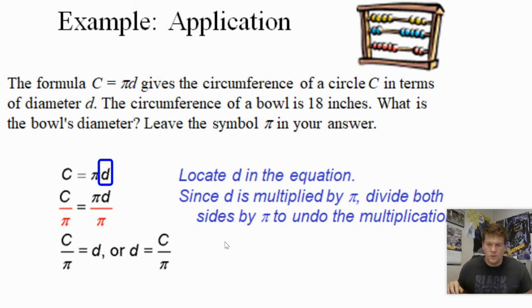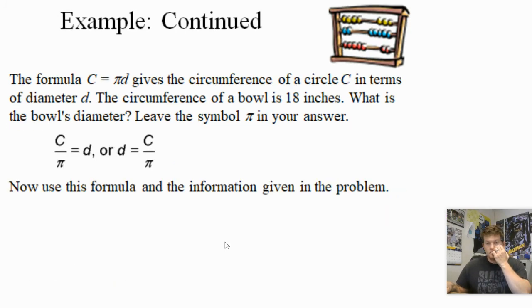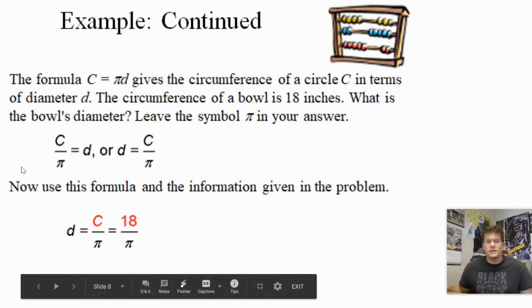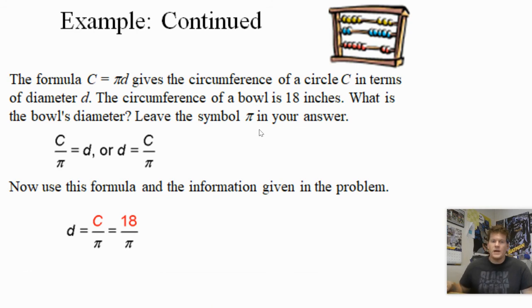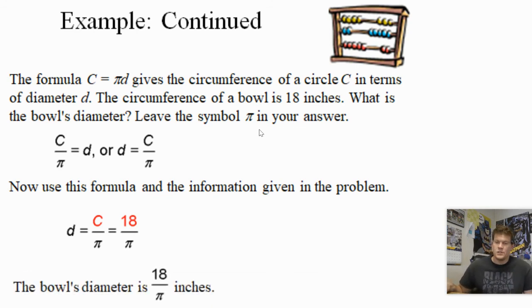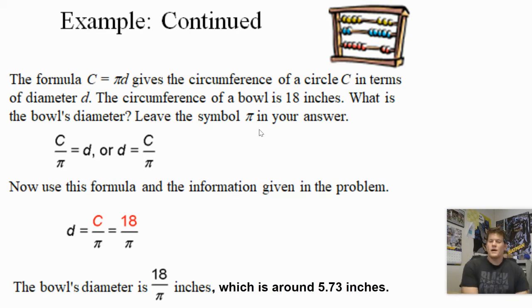Now we want to use this formula that we've shuffled around and plug in our circumference. Our circumference in this problem was 18. So we're going to take our diameter equals C over pi and just plug in our number for circumference, plug in the 18. Now this problem said leave it in pi, but I'm going to take it a little bit further. I have 18 over pi inches as my answer, but I also divided it on a calculator. I get 5.73 inches for my diameter of this bowl.